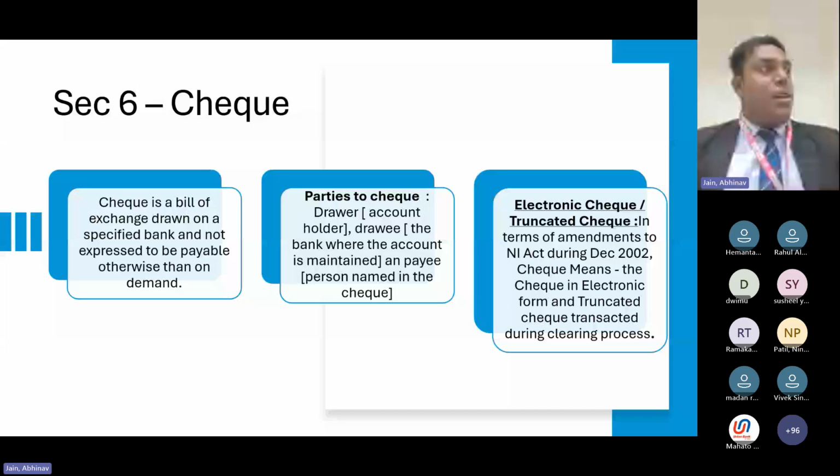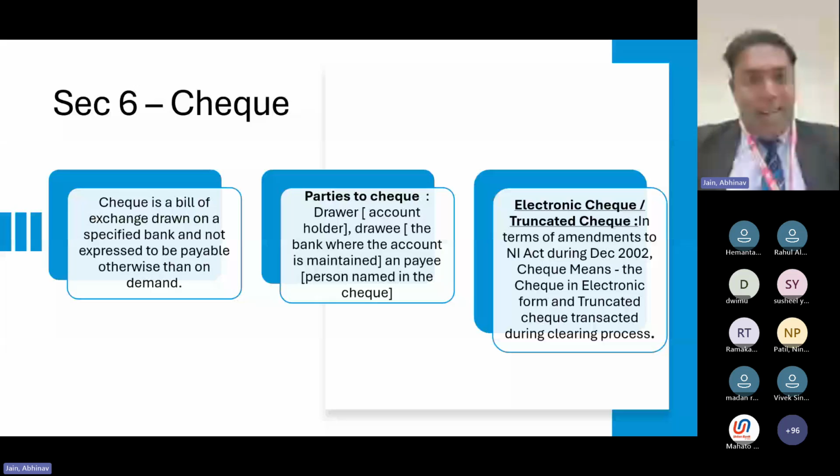Now, as I told you, the electronic check as well as truncated checks are included in the definition of check in Section 6. Let us discuss the definition of electronic check. That can again be a question. It is an exact mirror image of a paper check, and it is returned and signed in a secure system, ensuring minimum safety standard with digital signature.